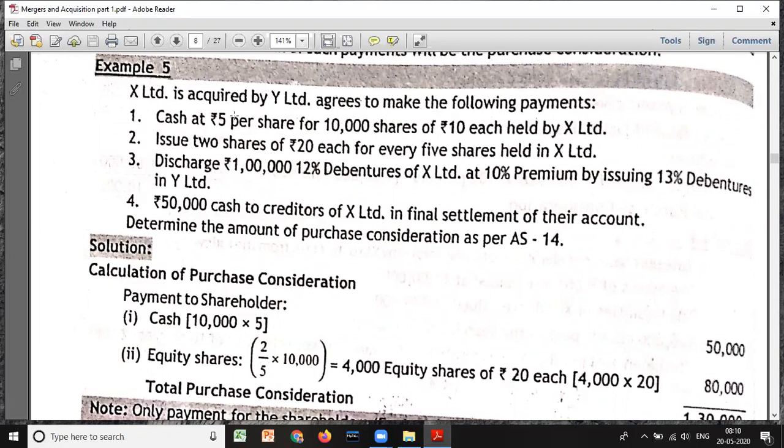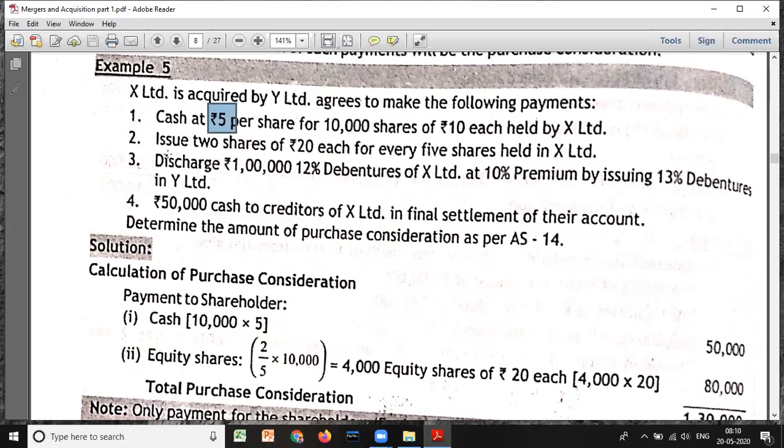Cash at rupees 5 per share for 10,000 shares of rupees 10 each held in X Limited. See, X Limited has 10,000 shares of rupees 10 each. For that, Y Limited is giving 5 rupees cash for every one share held. So what should be the amount? 10,000 into 5, we will get 50,000.